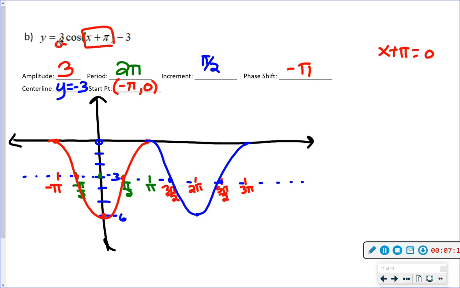Also, when you're deciding the increments and you do the phase shift, do you always have to orient the increments based on the phase shift? Yes, mark the phase shift first and then do your increments from that point. Yep. Yep. All right, let's do a couple more.